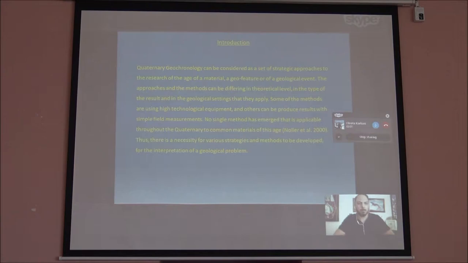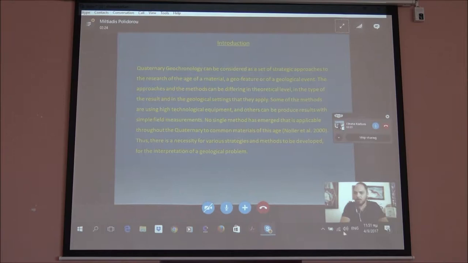So, quaternary geochronology can be considered as a set of strategic approaches to the research of the age of a material, a geofeature, or a geological event. I'm not sure if you can hear me correctly.